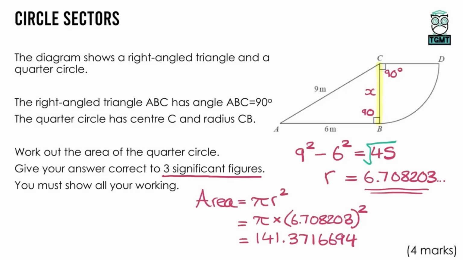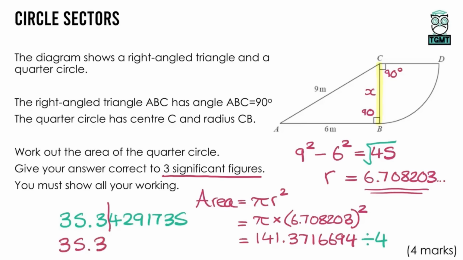Now, as it is a quarter circle and not a full circle, we do need to account for that. So for a quarter circle, we would just divide by 4. And if we divide this answer by 4, that will give us the area of the quarter circle. So dividing that by 4, we get 35.34291735. It wants the answer to 3 significant figures, so I will chop it after that third number there, and that is 35.3. And don't forget, this is an area, it's in metres, so it would be metres squared.